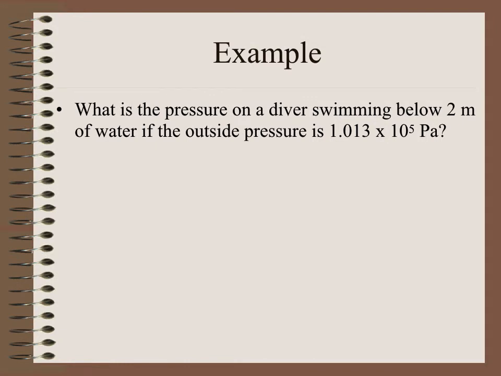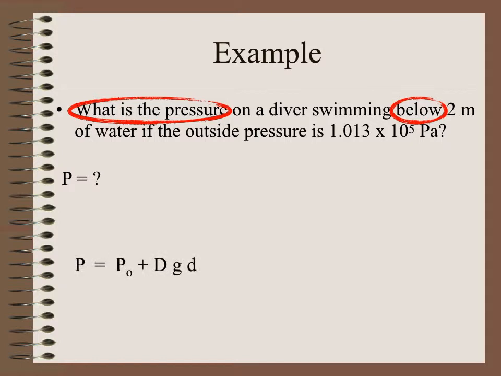Let's take a look at an example. What is the pressure on a diver swimming below 2 meters of water if the outside pressure is 1.013 times 10 to the 5th pascals? So we start as usual by identifying what it is we're looking for. What is the pressure? Now that's something that you did in the last lesson, so now you have to make sure that you read the problem carefully. This is asking for the pressure below. So since we're asking for the pressure underneath a fluid, you're going to want to use our new formula.